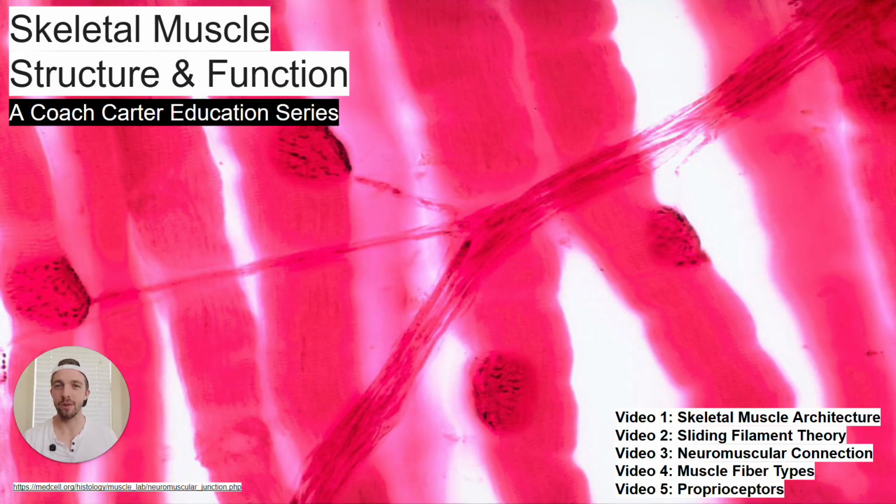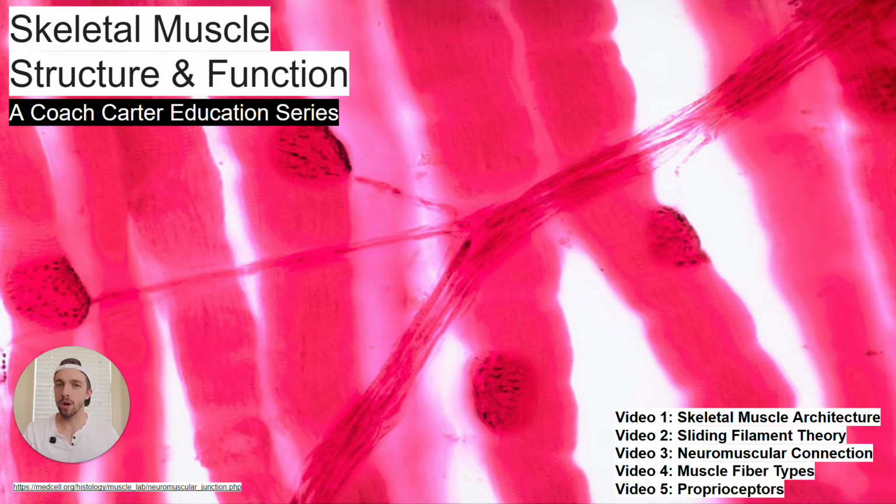From there, we get to go into function, into sliding filament theory, which is the theory of how muscle contracts, how it moves you. From there, we're going to add the nervous system into it, how the neuromuscular system, nerves and muscles, interface together. Super interesting. Then we'll have our bonus video recapping 1, 2, and 3, kind of connecting it all together.